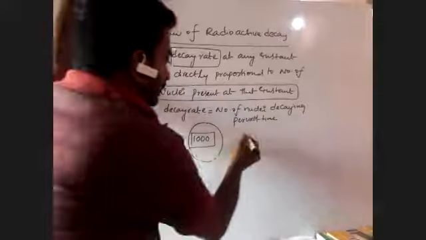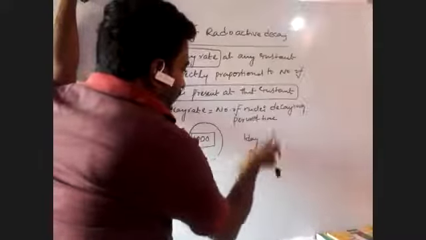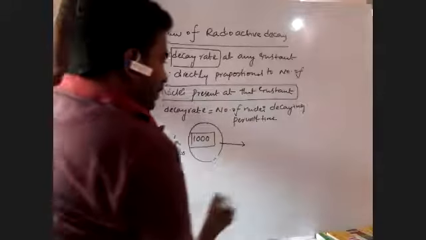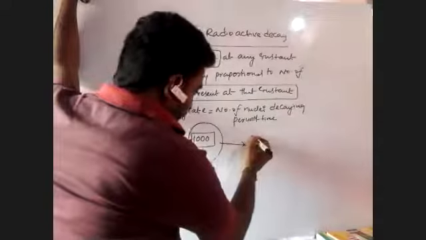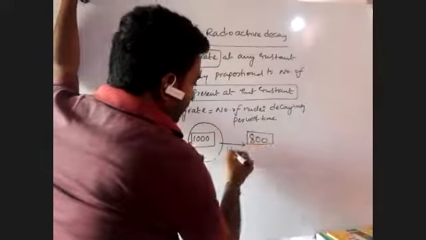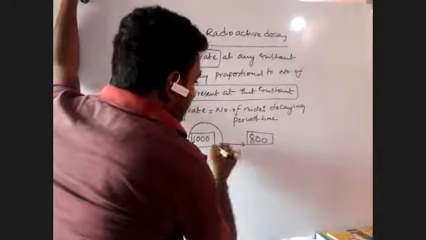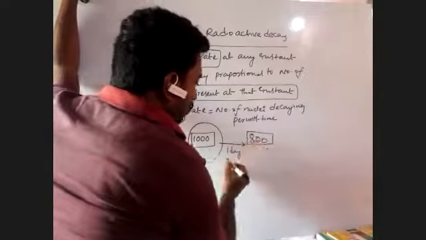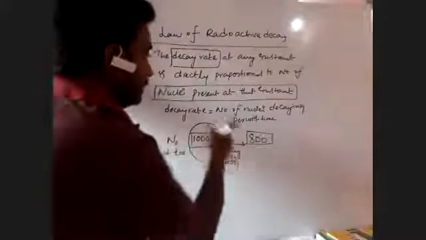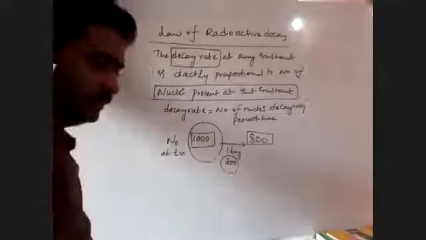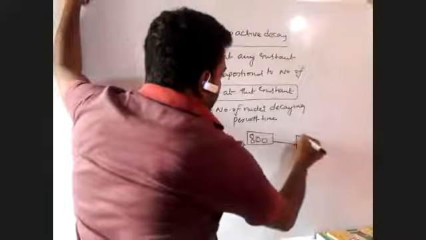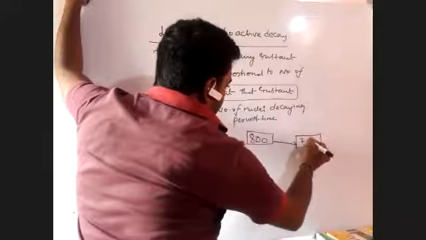You are observing after 1 day. Your unit time is 1 day. After 1 day, you can observe there are only 800 nuclei. So in 1 day, how many decayed? 200. Now the decay rate is 200 per day. Now the next day, if you observe, 800 is becoming only 700.